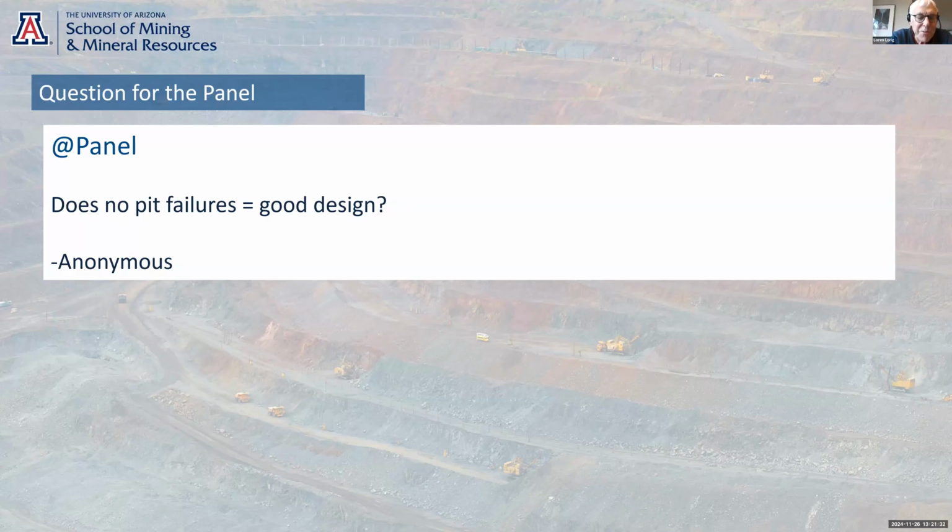The simple answer probably is a good design is one that satisfies the design acceptance criteria, because different mine operators are going to have different acceptance criteria. I'm not really aware of any mine that says they don't want any pit failures, because you probably would end up closing the mine. But the amount and size and so on are dictated by the design acceptance criteria. That's a measure of the risk tolerance that the mine is operating to.